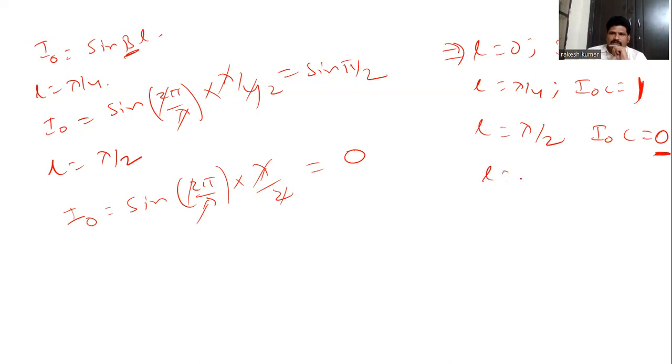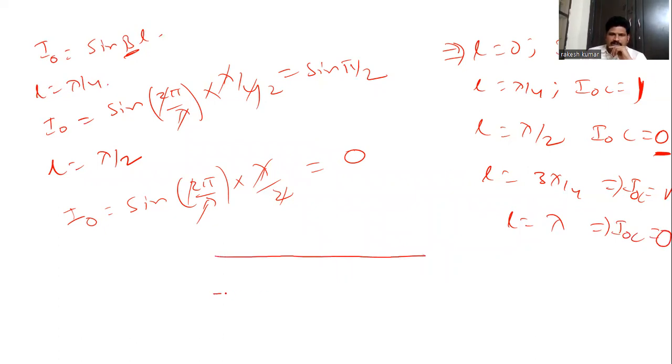Okay, next we will take another value, L is equal to 3 lambda by 4. Then its value becomes 1. Next, for L is equal to lambda, the I_OC becomes 0. So if we take a pair of transmission lines, let us consider this is the open circuit condition.